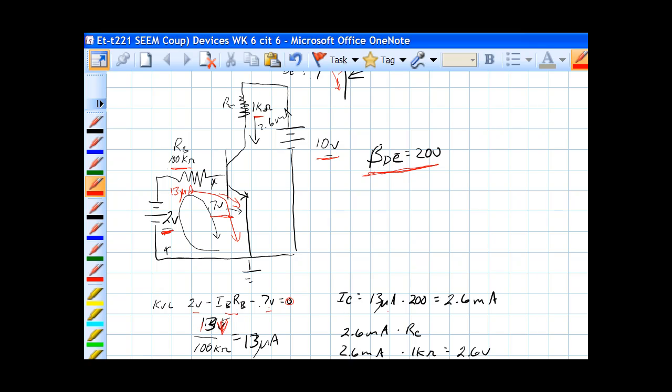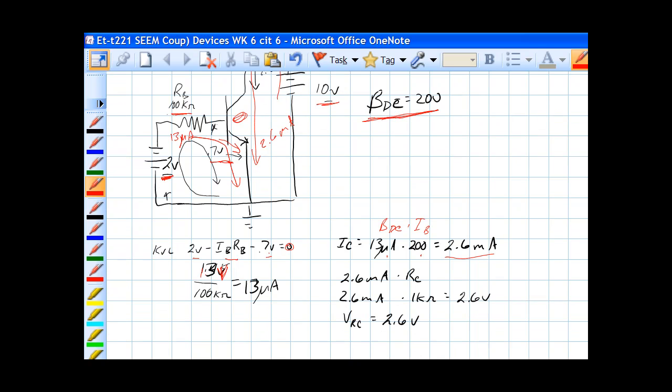So collector current is equal to beta DC times IB. Base current is 13 microamps times 200, which is beta DC, comes out to 2.6 milliamps. Great, that means we have 2.6 milliamps of collector current, and the thing that controlled it is this transistor here.